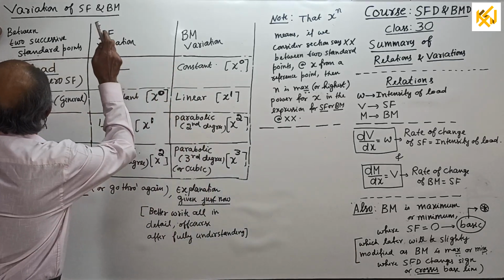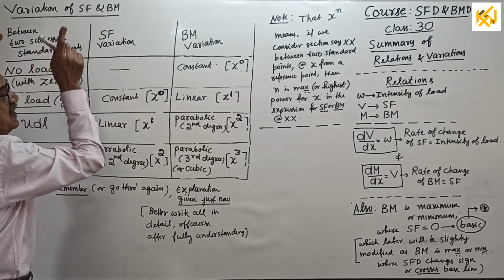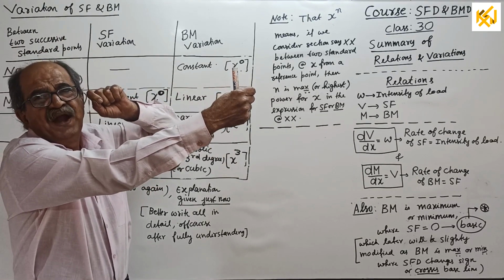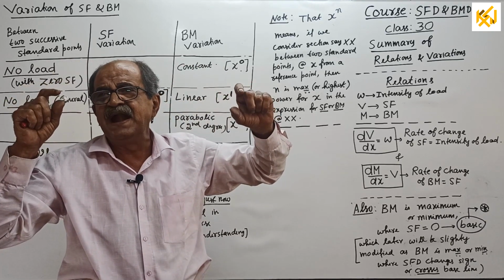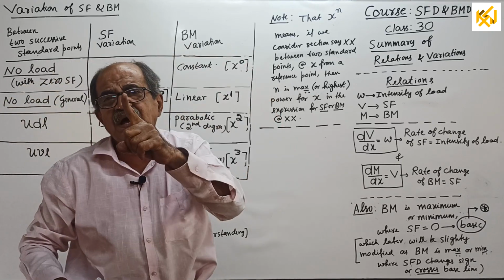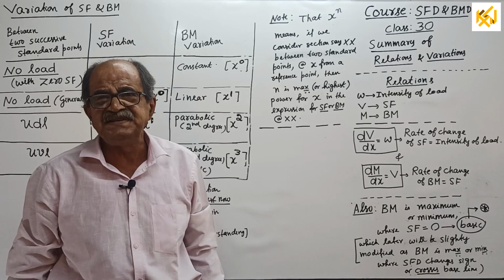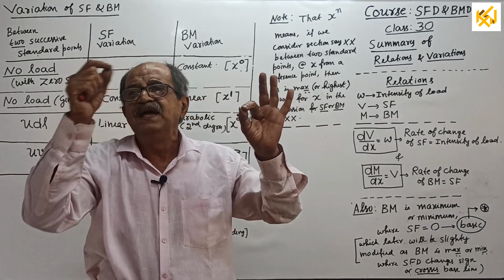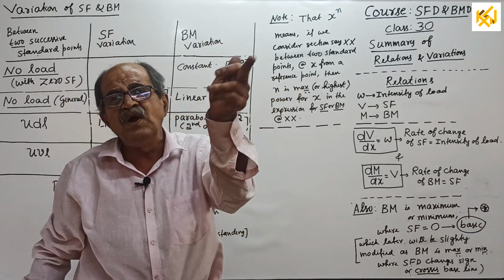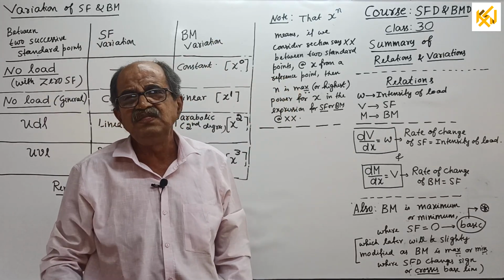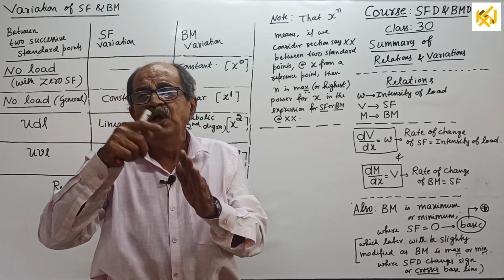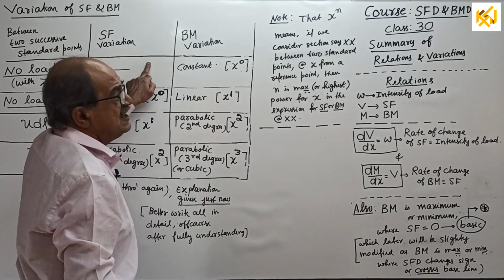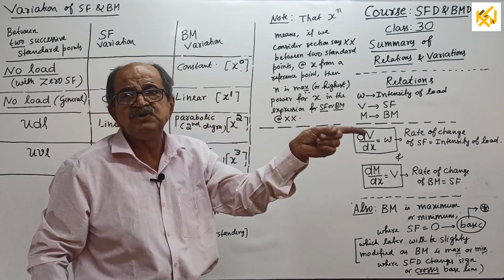See, between two, I already told you, everything is between two standard points, successive standard points. Between two successive standard points, I told you point load cannot come. I told the reason. Why? If between two successive standard points there is a point load, that point load will also become a standard point. So there is no question of getting a point load between two successive standard points, and all our discussion will be between two successive standard points.